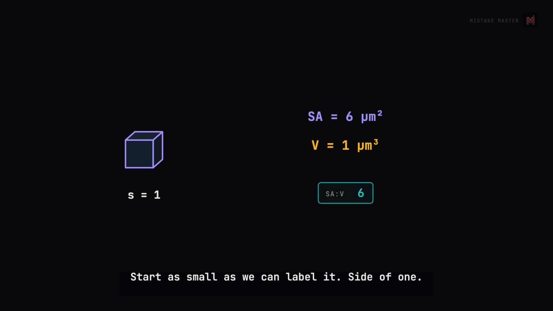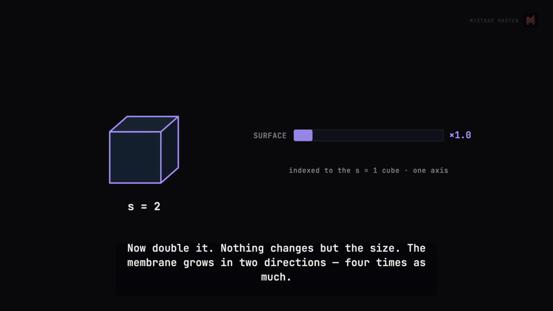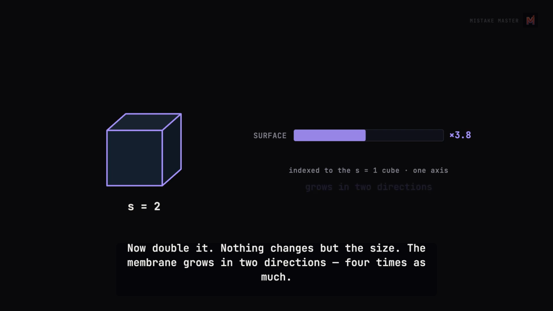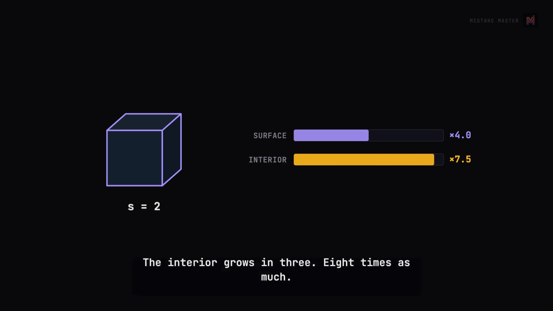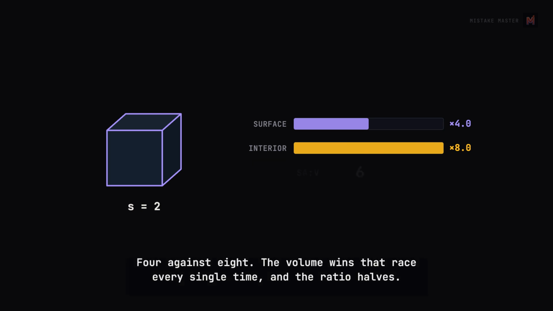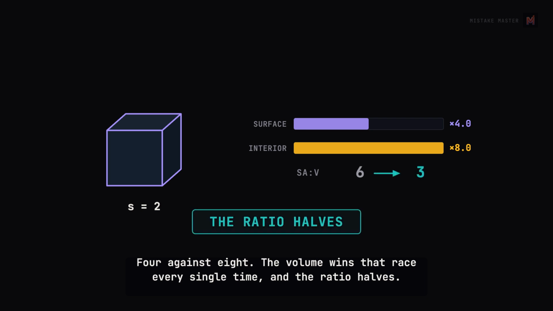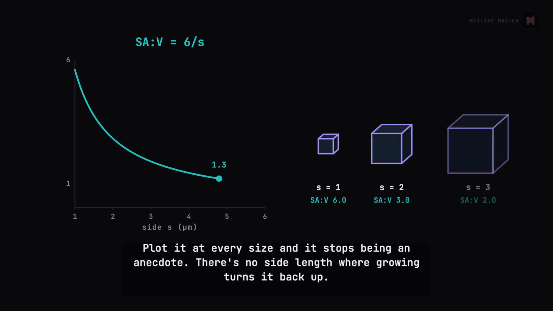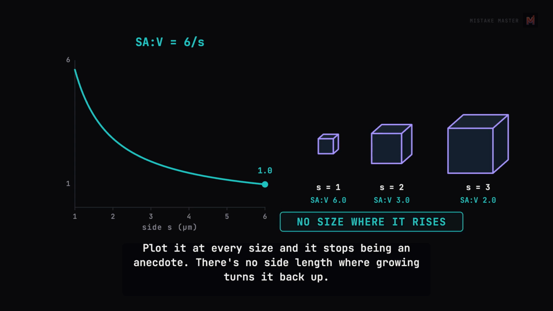Start as small as we can label it. Side of 1. Now double it. Nothing changes but the size. The membrane grows in 2 directions, 4 times as much. The interior grows in 3, 8 times as much. 4 against 8. The volume wins that race every single time, and the ratio halves. Plot it at every size, and it stops being an anecdote. There's no side length where growing turns it back up.